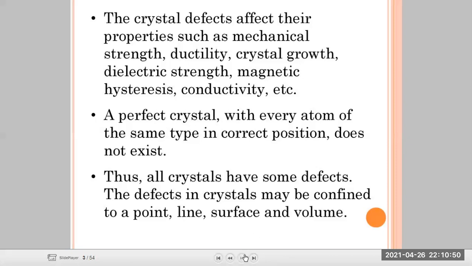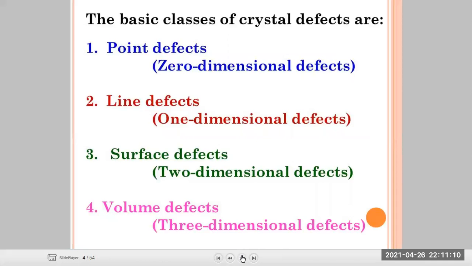We will see how point, line, surface, and volume defects occur, with the help of a very good schematic view of the crystal, with which you can easily understand how this is happening practically inside the crystal. Now, the basic classification of crystal defects: the point defects, also known as zero-dimensional defects, line defects, that are one-dimensional defects, surface defects, also known as two-dimensional defects, and finally volume defects, that are three-dimensional defects.